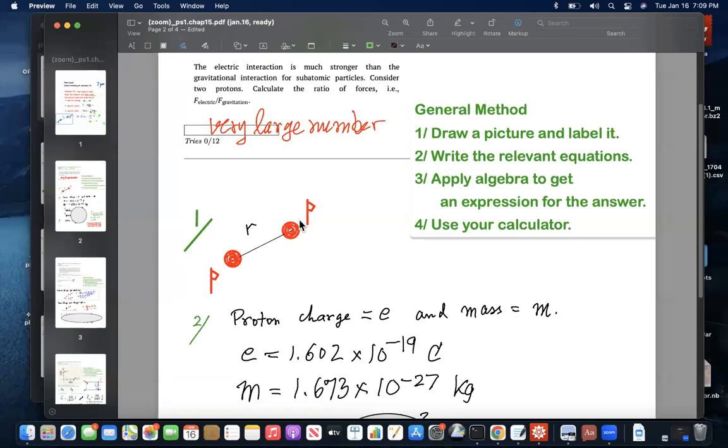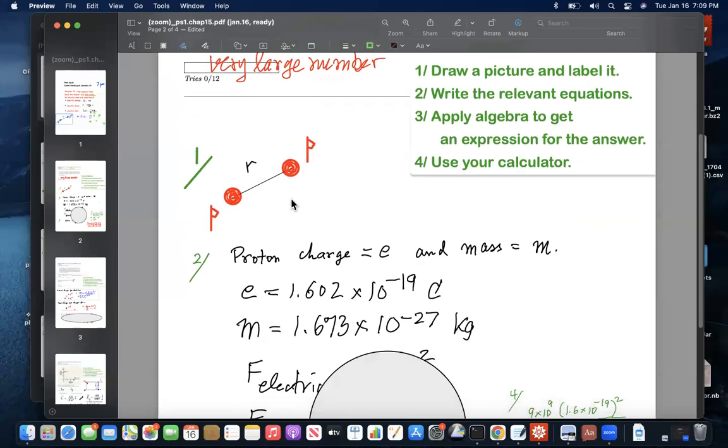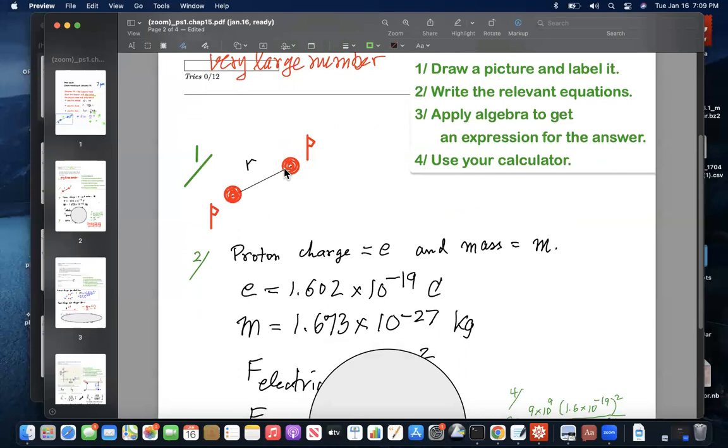Now, step 2 is to write down some relevant equations. Well, we're going to calculate the electric force, so we better know the electric charge. The proton charge is called e, always. The mass is called m. I can look up e in the textbook, or I can just look it up on Google. If I Google what is the charge of a proton, I'll find e is 1.602 times 10 to the minus 19 coulombs. The standard unit of charge is the coulomb, abbreviated by capital C.